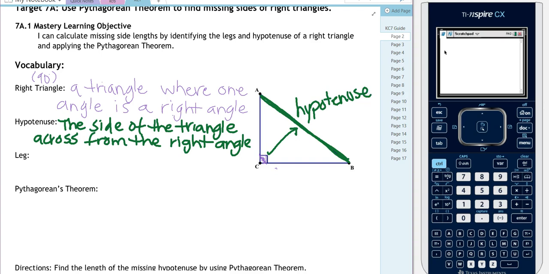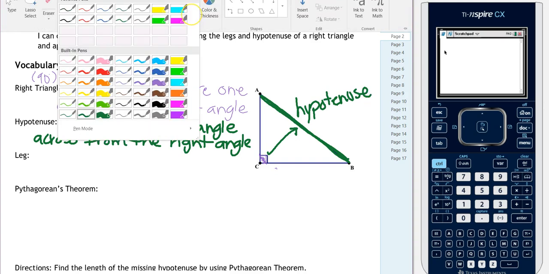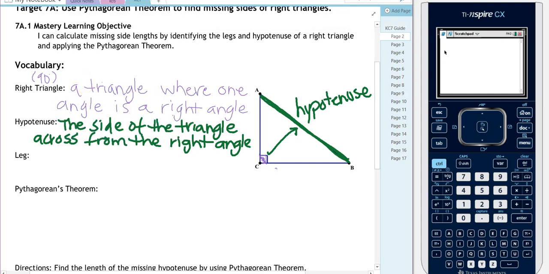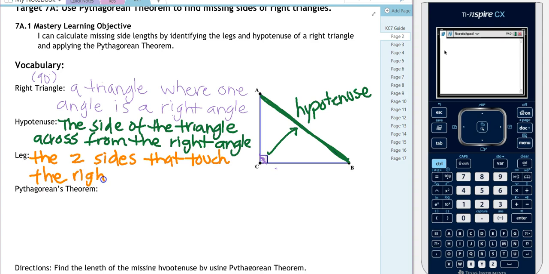That gives us two legs left over, right? The two sides that are not across from that 90-degree angle are called the legs. So the legs are the two sides that touch the right angle. And by touch, I mean that they share that vertex. This segment touches at this angle, and this segment touches at this angle. Therefore, this is a leg as well as this side.